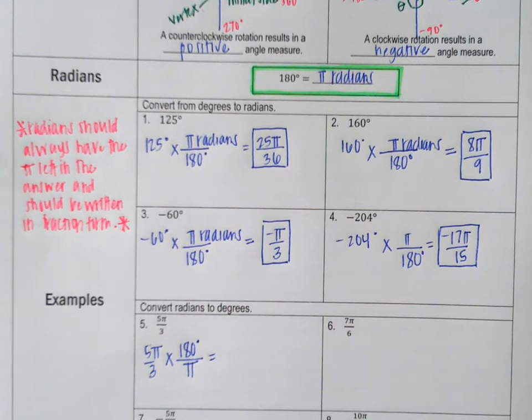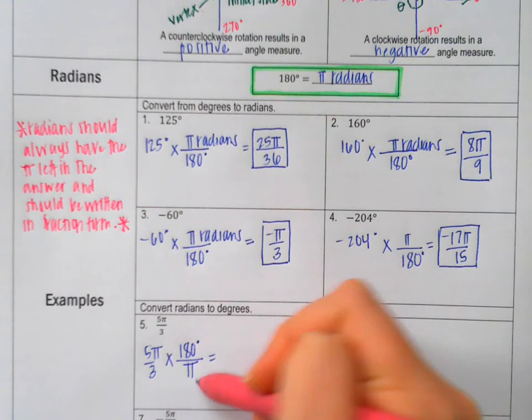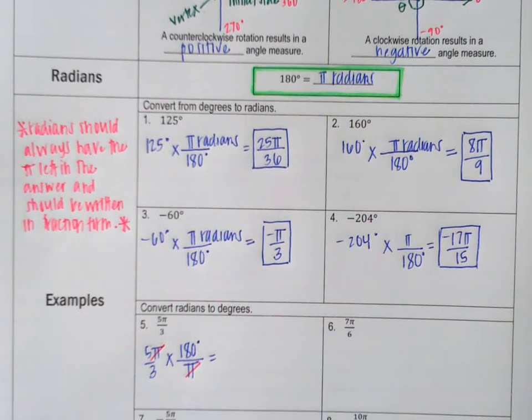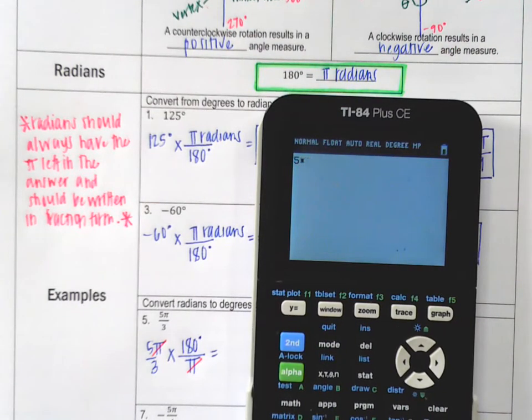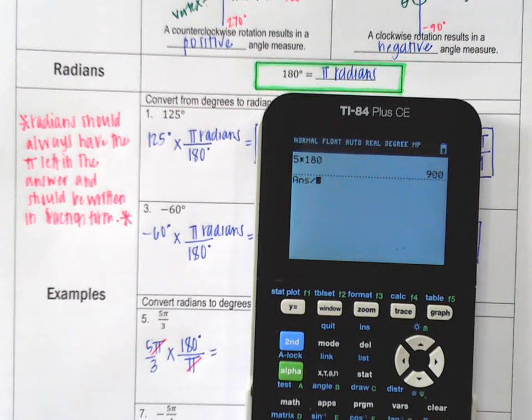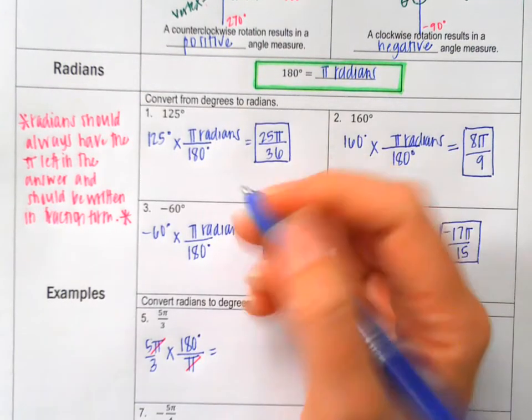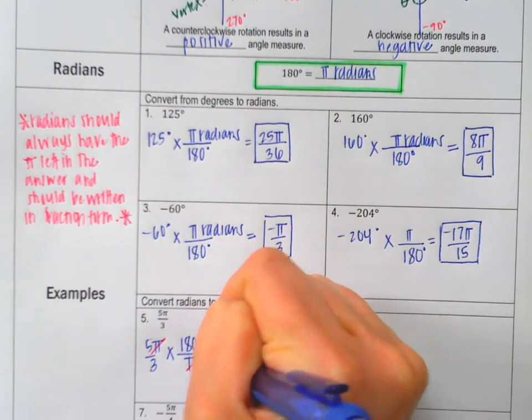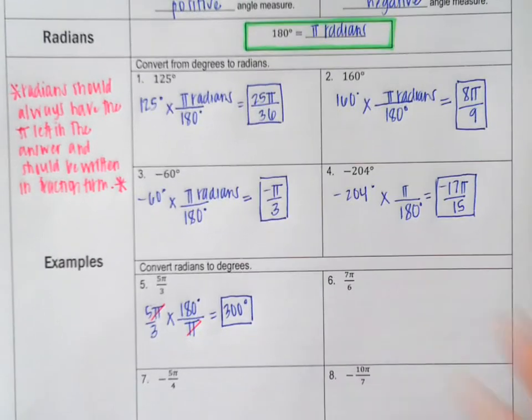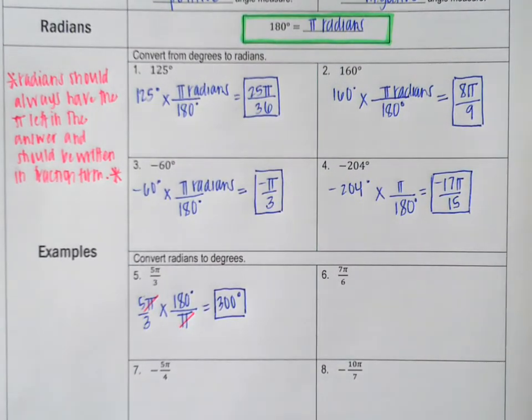And then the pi's are going to cancel out. Pi divided by pi is 1. Then in my calculator I do 5 times 180 and then divide that by 3, and we get 300 degrees. A lot of this is just calculator work and knowing how to use your calculator. Okay, so try 6 on your own. Pause me here and then come back and check your work for number 6.